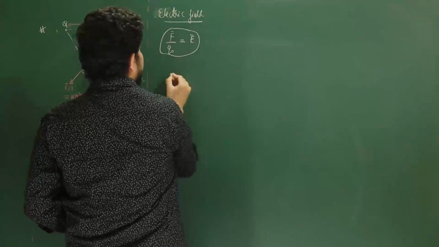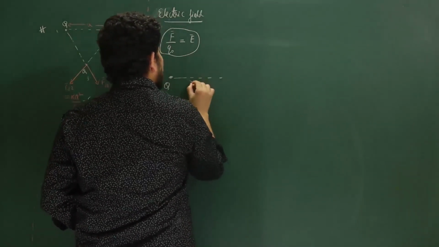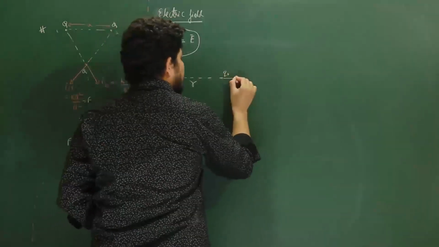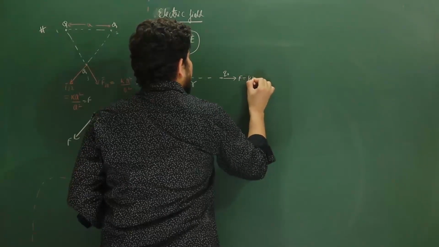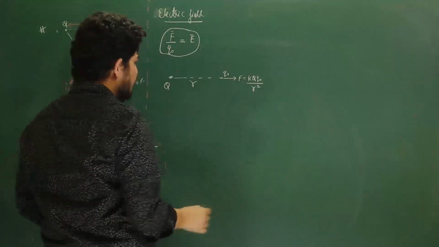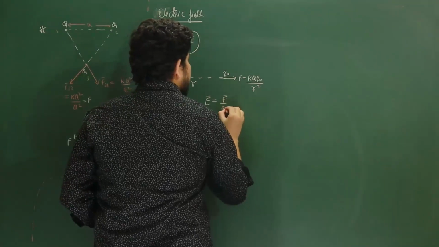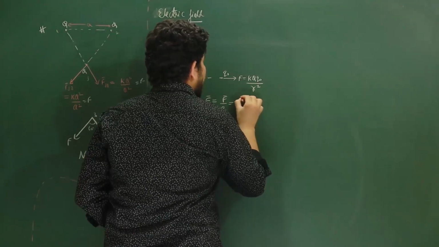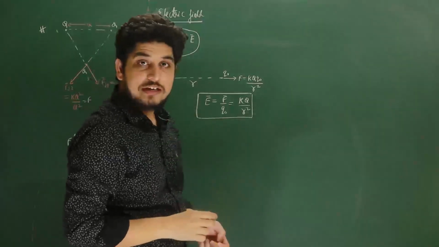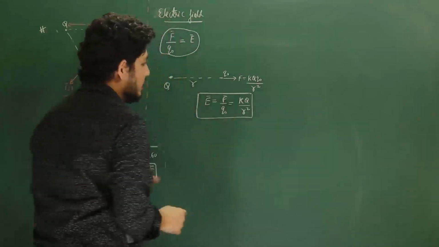If it is given that there is a charge q and at a distance small r there is a small test charge q naught, then the force on this test charge q naught will be equal to k q q naught by r square. Then the electric field will be the force divided by the test charge q naught, and it becomes kq by r square. So this is some important factor about the electric field.